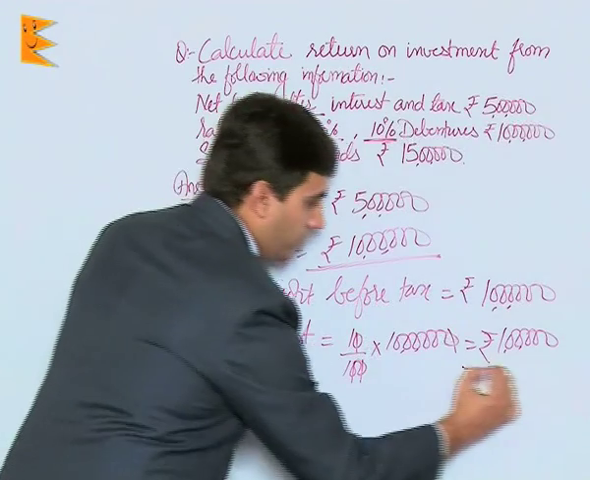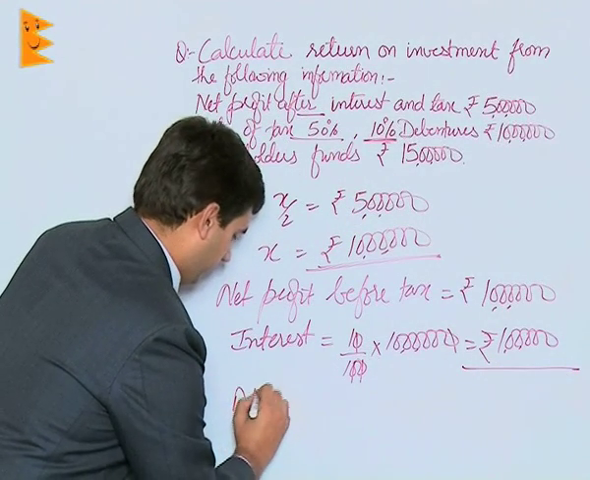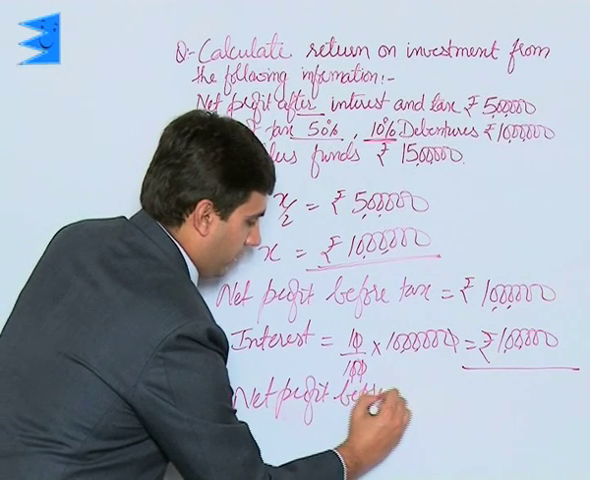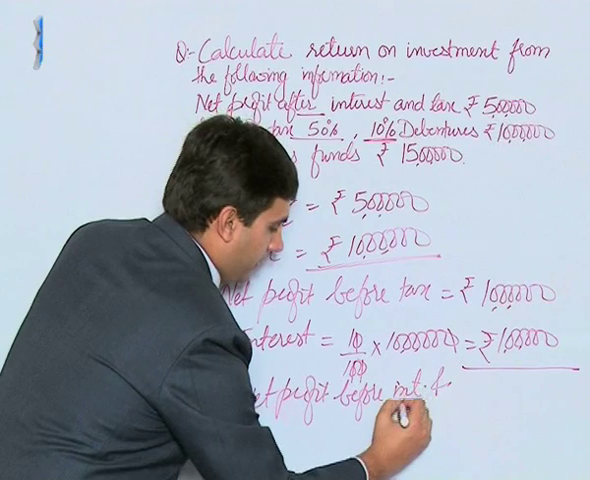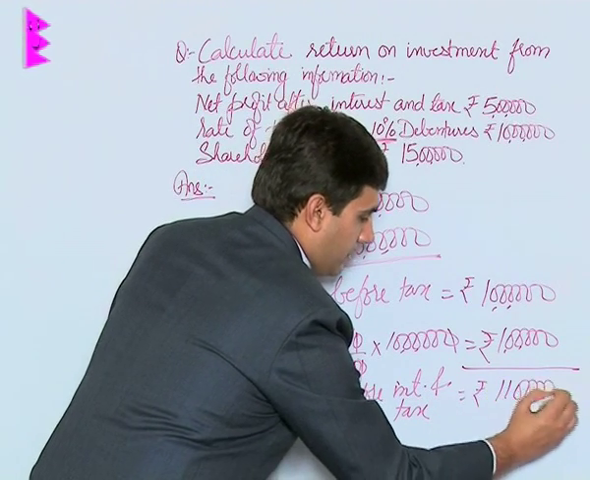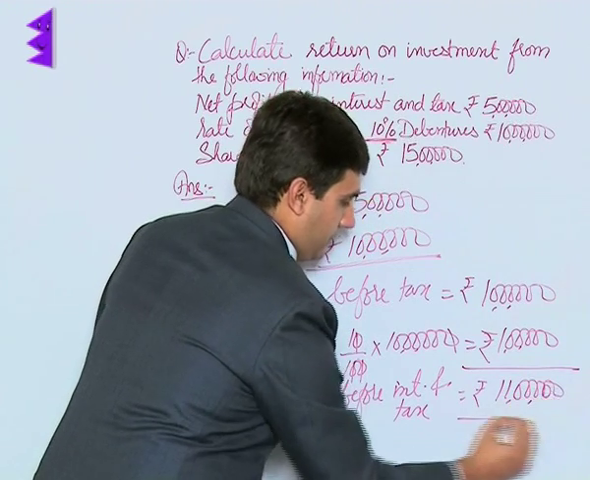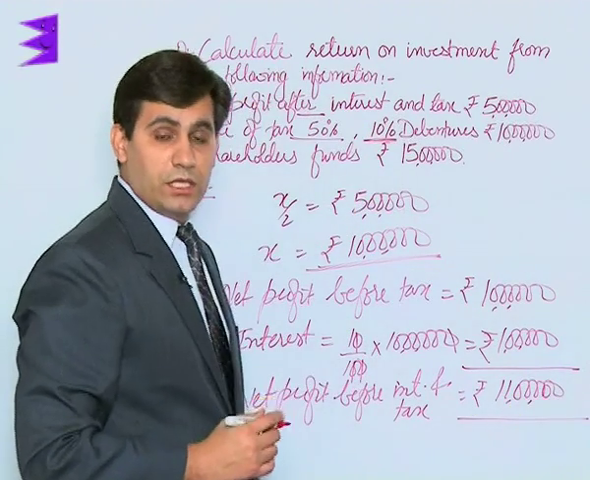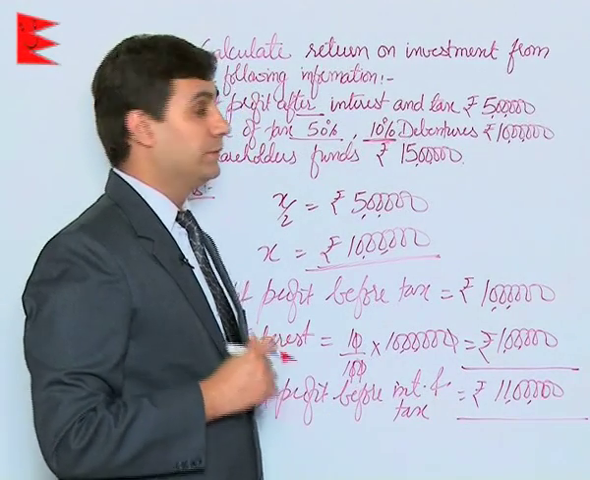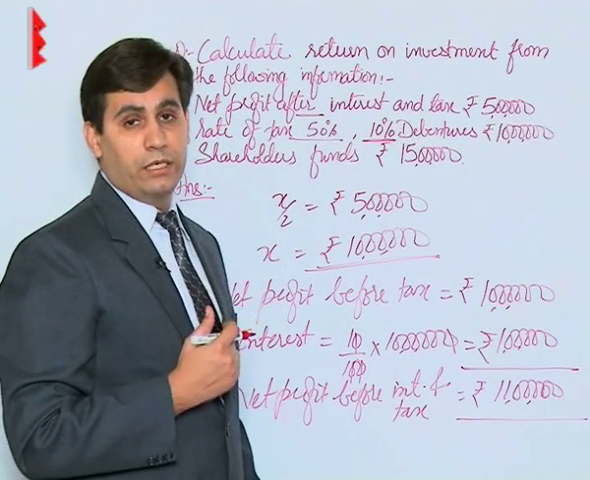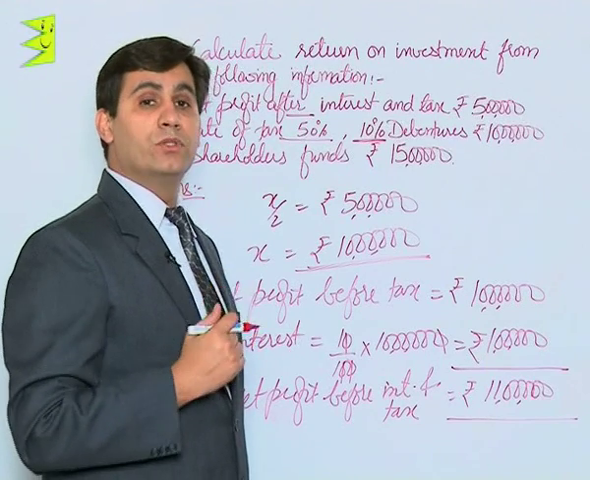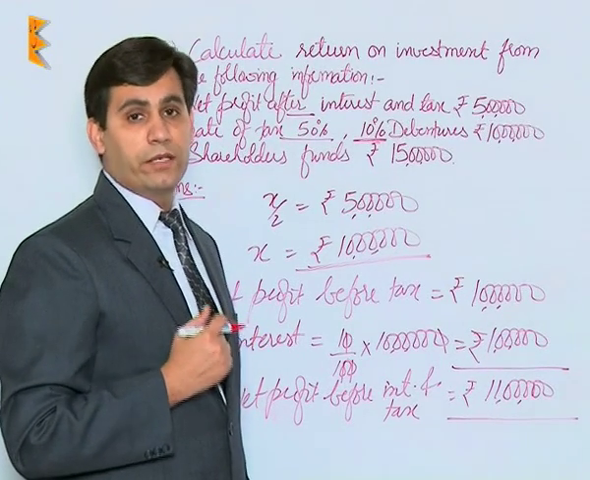Adding these two, we will get net profit before interest and tax, which is equal to rupees 11 lakhs. So now students, we have net profit before interest and tax of rupees 11 lakh and capital employed that we had calculated earlier as equal to rupees 25 lakhs. Let us use these two figures to calculate return on investment.